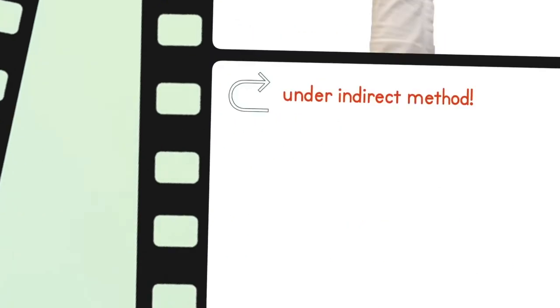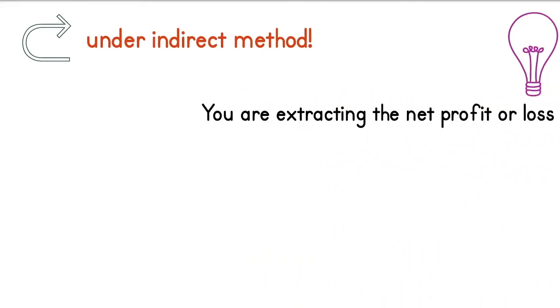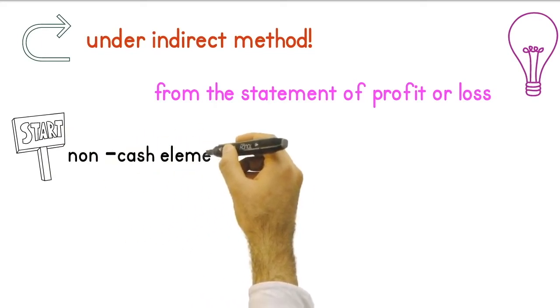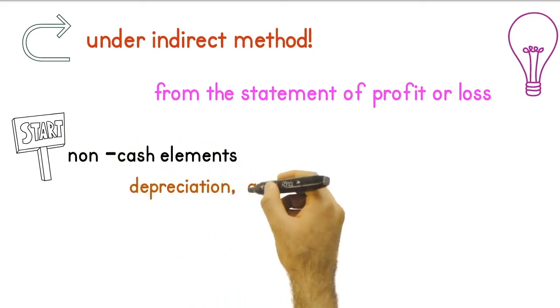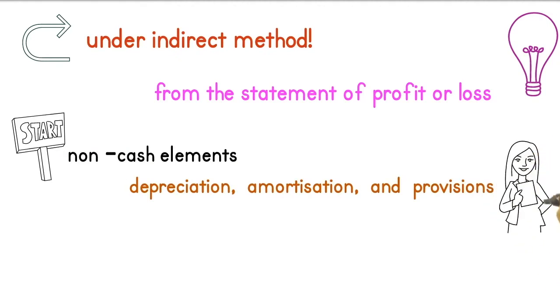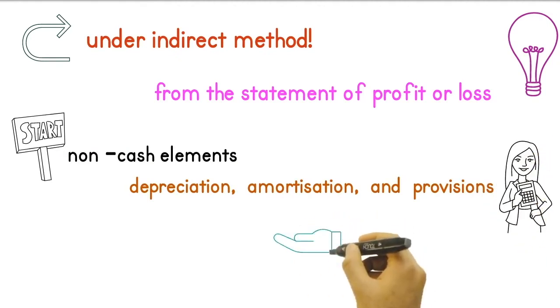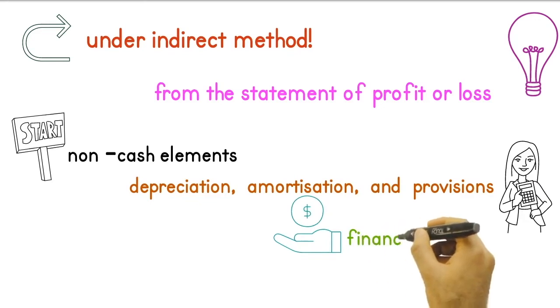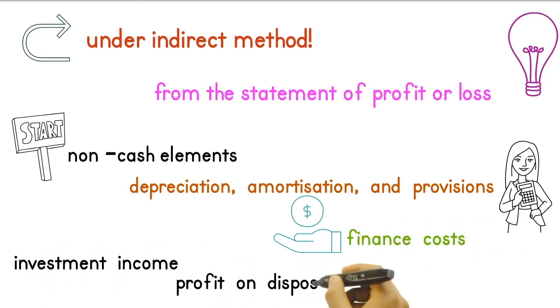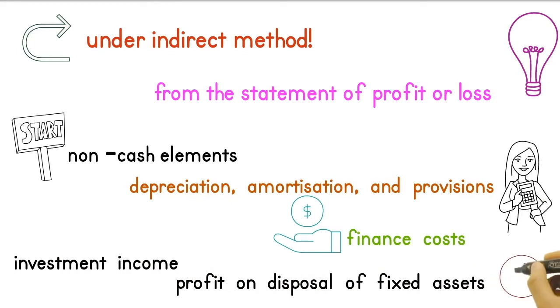As I mentioned earlier, under the indirect method, you should extract net profit or loss from the statement of profit or loss. Then start adjusting non-cash elements, such as depreciation, amortization, and provisions. All these non-cash elements must be added back. If there were any finance costs you need to add them, and on the other hand, investment income and profit on disposal of fixed assets should be deducted.